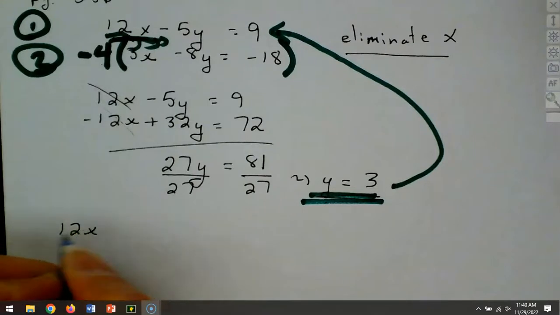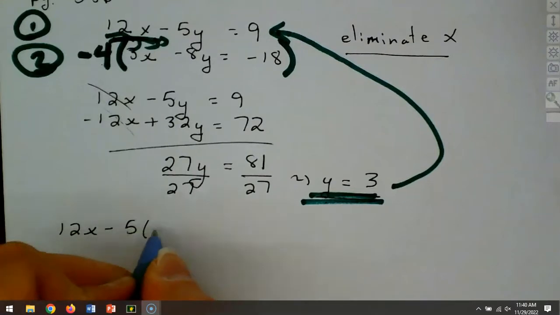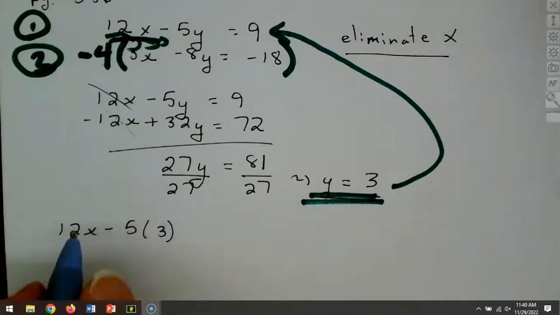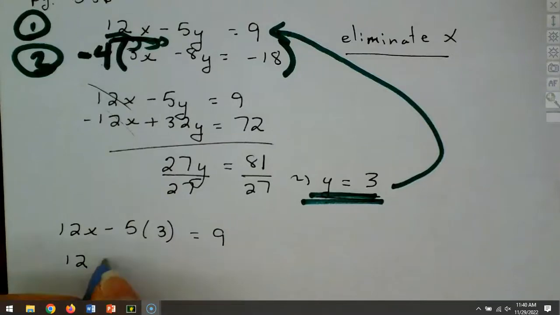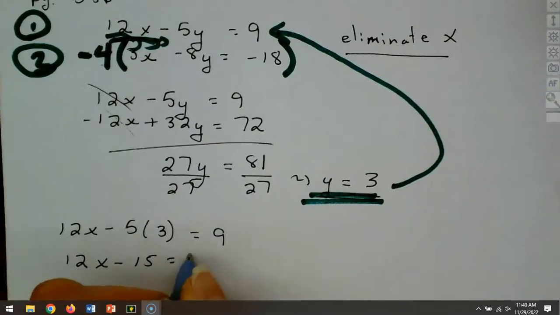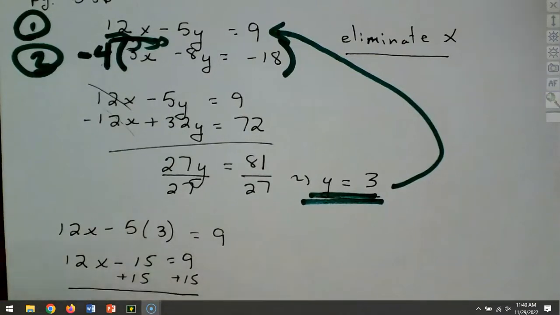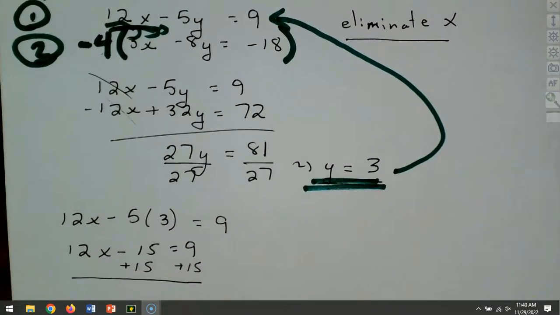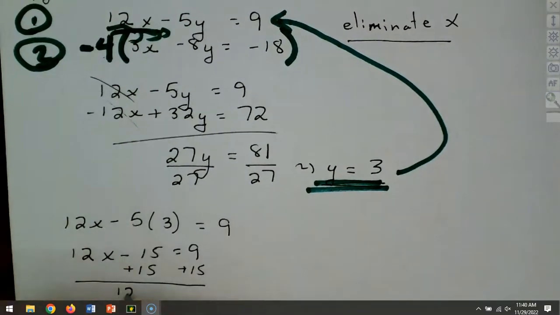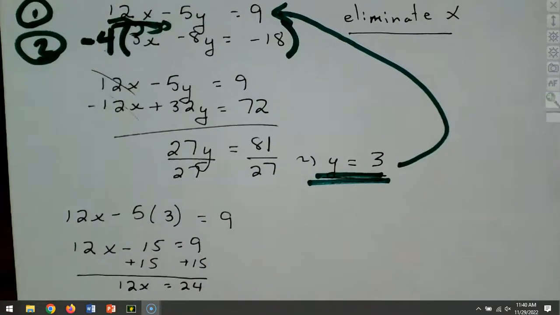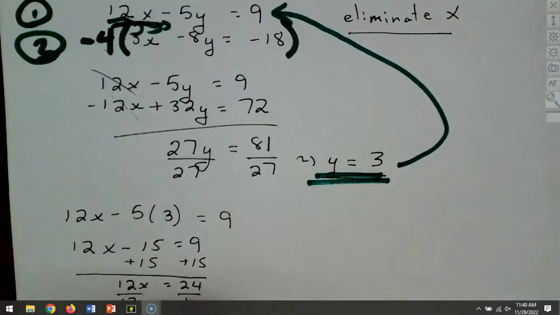So that is then 12x minus 5 times 3 equals 9. So that is then 12x minus 15 equals 9. We'll add our 15 to each side. And that leaves us then with 12x equals 24. Okay, we'll divide by our 12 here. And x now equals what? 2. And so what's our answer as an ordered pair? 2, 3.